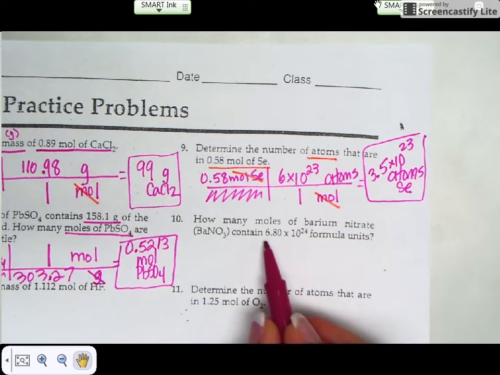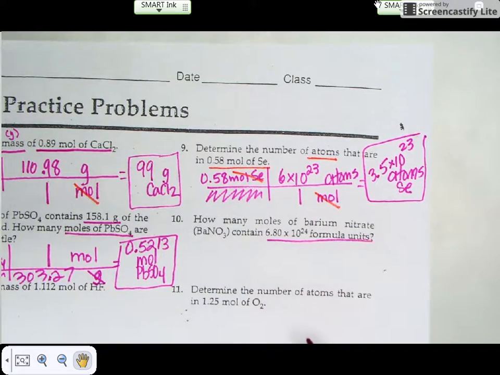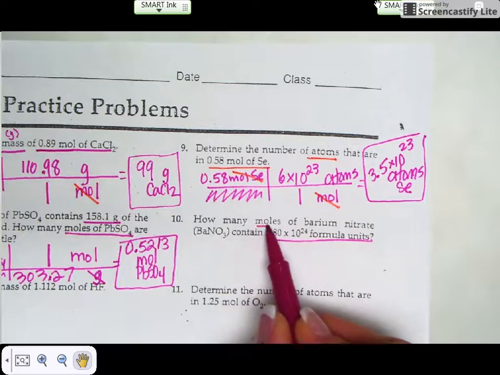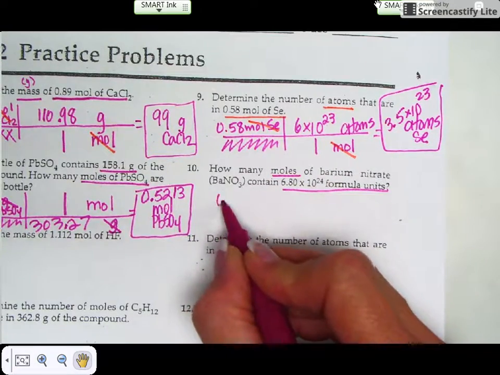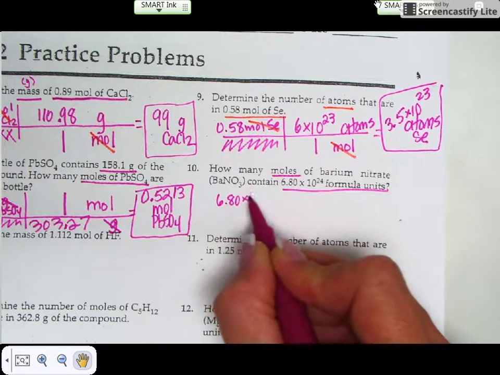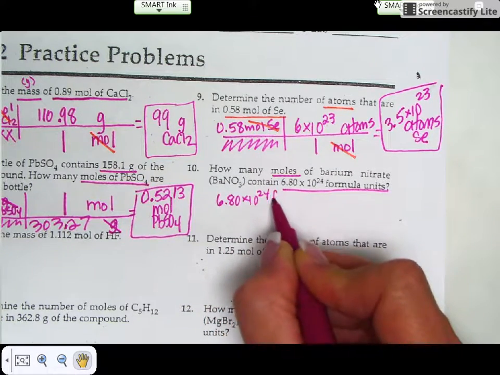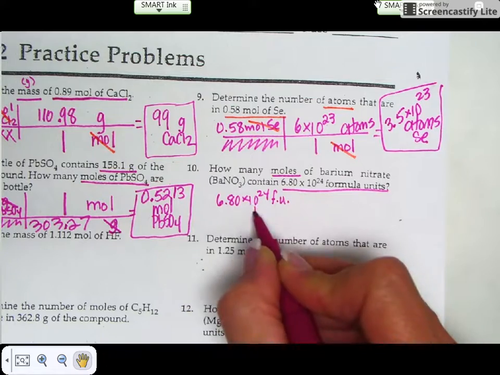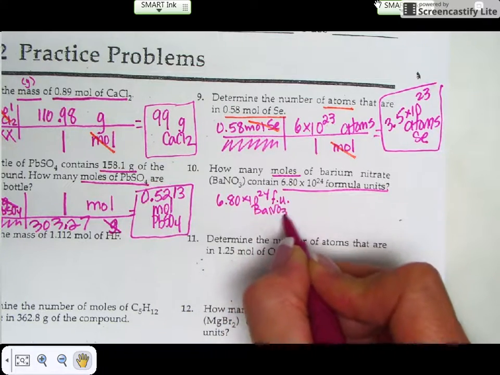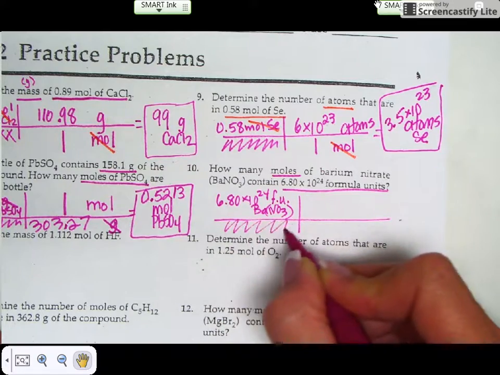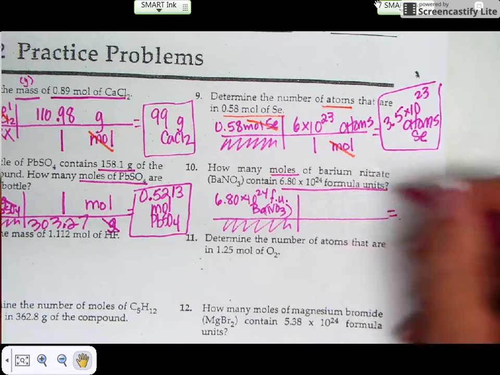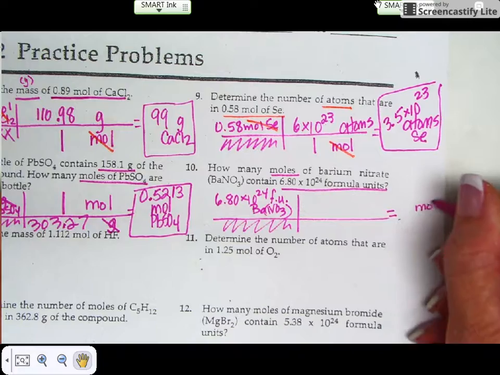Number 10, 6.80 times 10 to the 24th formula units. Now it wants to know how many moles. So let's write this down, get our given. 6.80 times 10 to the 24th formula units of barium nitrate. Now since this does not mention grams, I do not need a molar mass. Since it does mention moles, I know it's 1 step.